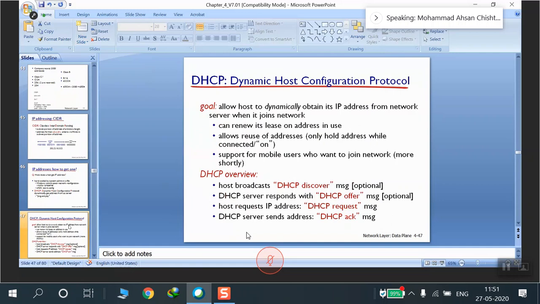So the goal here is to allow a host to dynamically obtain its IP address from the network server when it joins the network. It can renew its lease on an address in use. It allows reuse of addresses, and it supports mobile users who want to join the network as well. How does it work? The host broadcasts a DHCP discover message. The DHCP server listens to those messages, and once it receives one, it responds with a DHCP offer, which is a reply message.